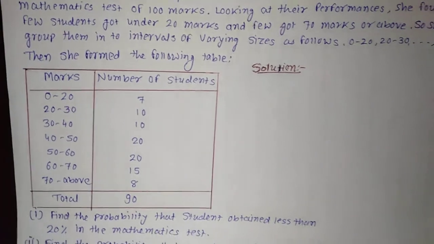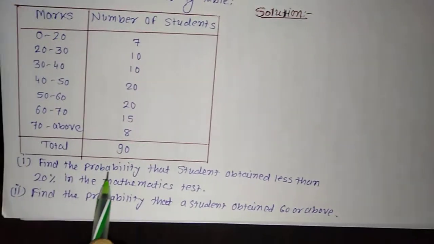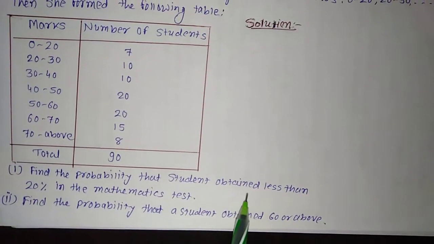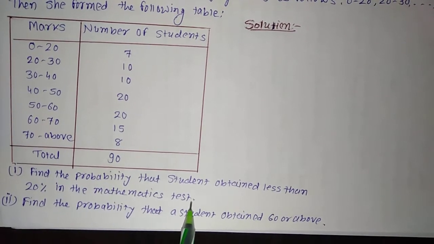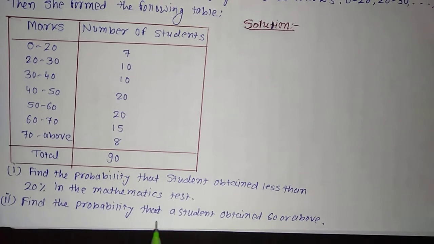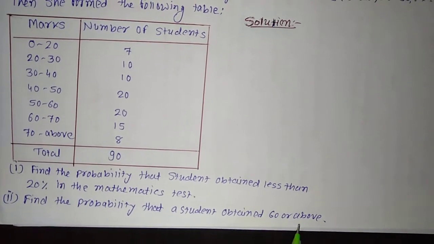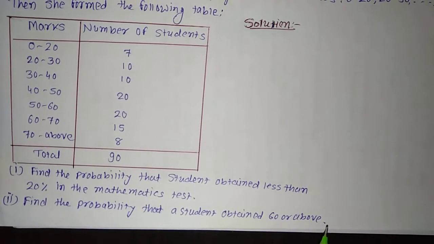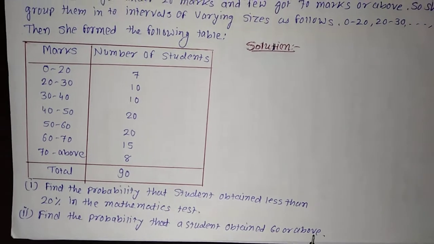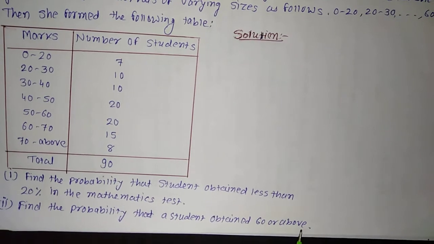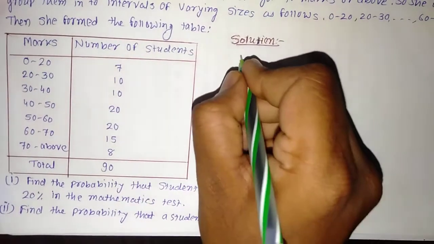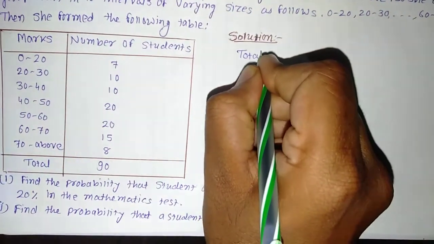Now the questions come. Question 1, find the probability that a student obtains less than 20% in the mathematics test. And second, find the probability that a student obtains 60 or above marks. First of all, we'll begin with the total number of students. Let us start the solution. Total number of students.